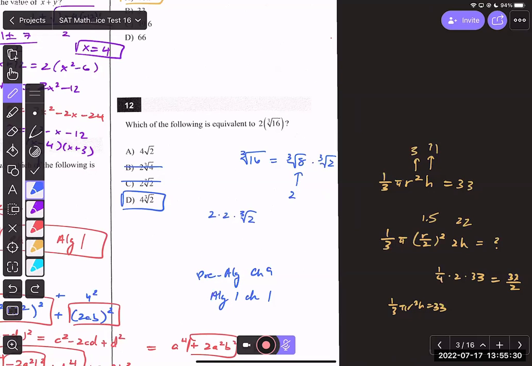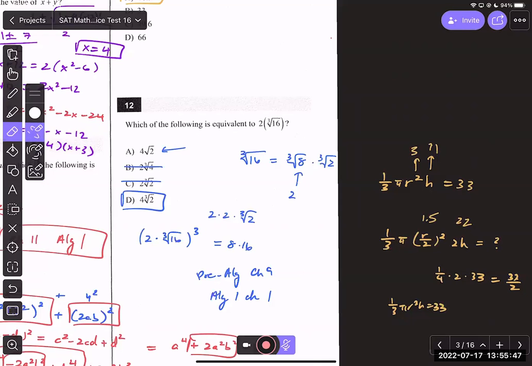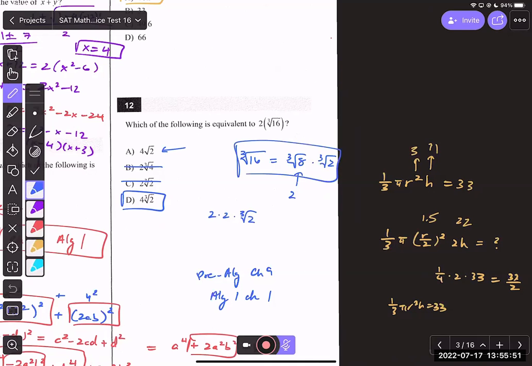What you could do here is cube 2 times the cube root of 16. You should find that this is equal to 8 times 16. So if anything else here, when cubed, also gives you 8 times 16, that's also the correct answer. But that's a much, much more difficult way to approach that question. It's much easier to just simplify it this way.